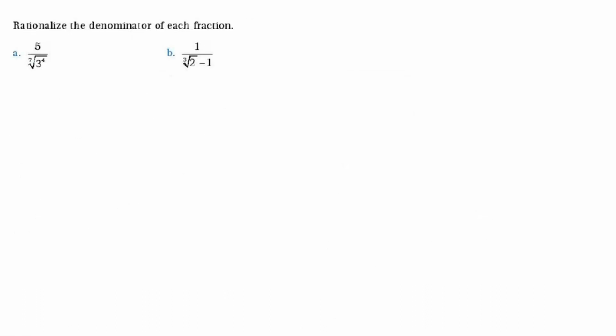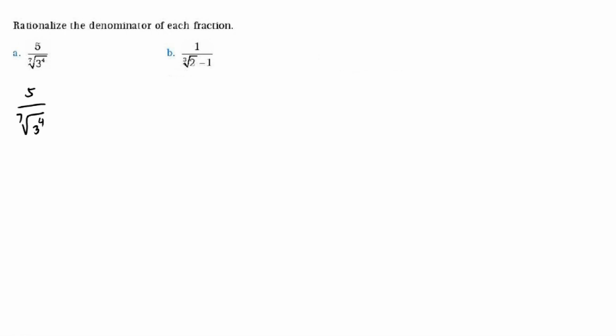Now, rationalize the denominator of each fraction. So we have 5 over the 7th root of 3 to the 4th power. So rationalizing the denominator, here our exponent is 4, which is less than 7. So we need to add something that becomes a perfect nth root, which is now 7. So in this case, I need to add 3 to the 3rd power.